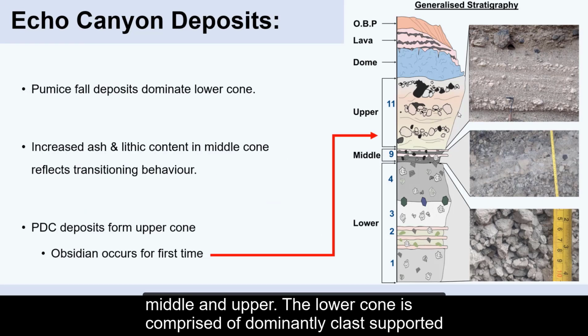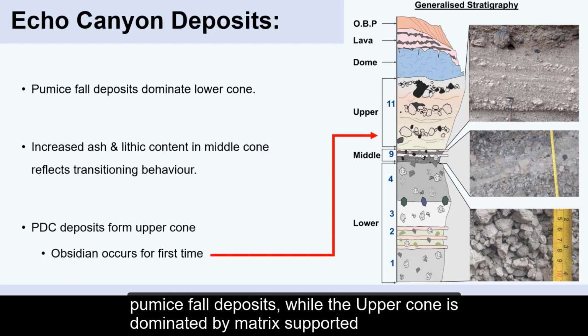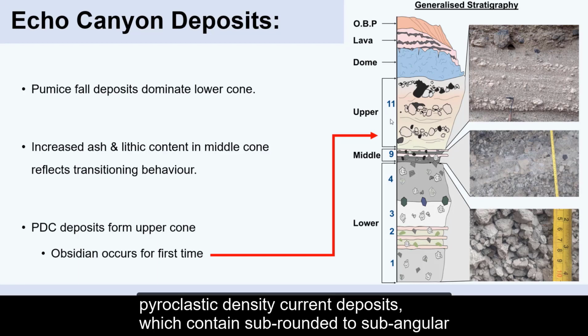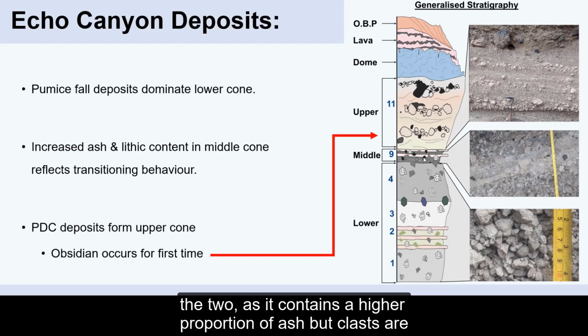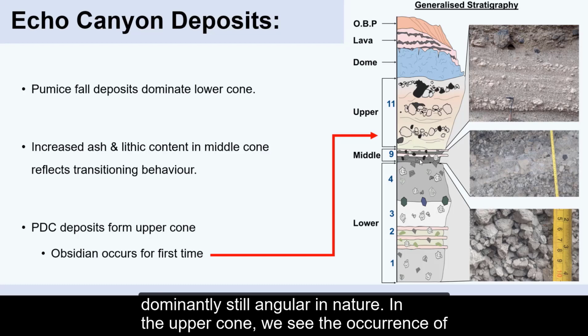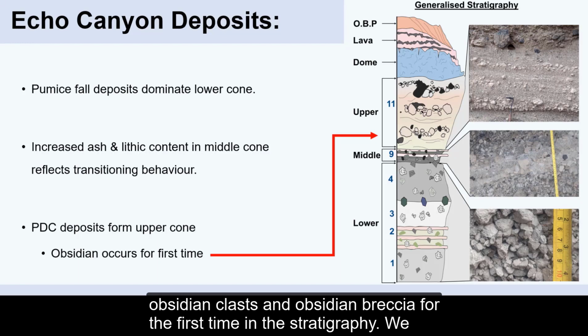The lower cone is comprised of dominantly clast-supported pumice fall deposits, while the upper cone is dominated by matrix-supported pyroclastic density current deposits, which contain sub-rounded to subangular pumice clasts. The middle cone represents a transitional phase between the two, as it contains a higher proportion of ash, but clasts are dominantly still angular in nature. In the upper cone, we see the occurrence of obsidian clasts and obsidian breccia for the first time in the stratigraphy.